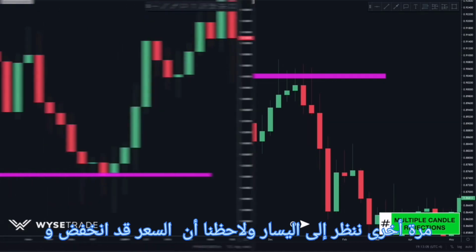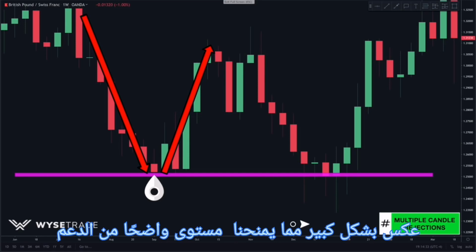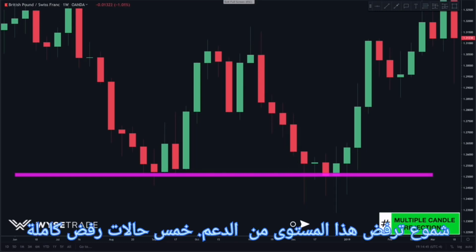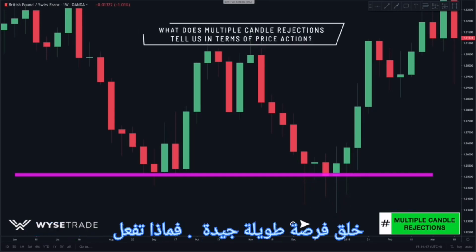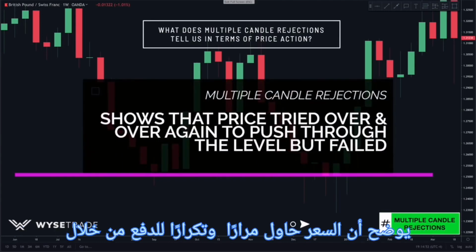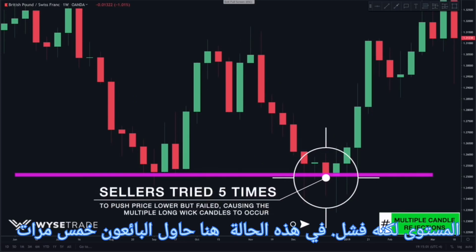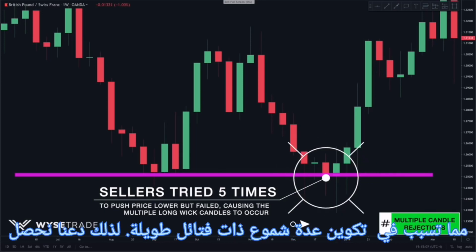So let's show this again. We look left and notice price came down, hit and reversed drastically, giving us a clear level of support. As price came back down to this level, we again had multiple candles rejecting this level of support. 5 total rejections, creating a good long opportunity. So what does multiple candle rejections tell us in terms of price action? It shows that price tried over and over again to push through the level but failed. In this case here, sellers tried 5 times in a row to break lower and through support but failed, causing these multiple long wick candles to form.